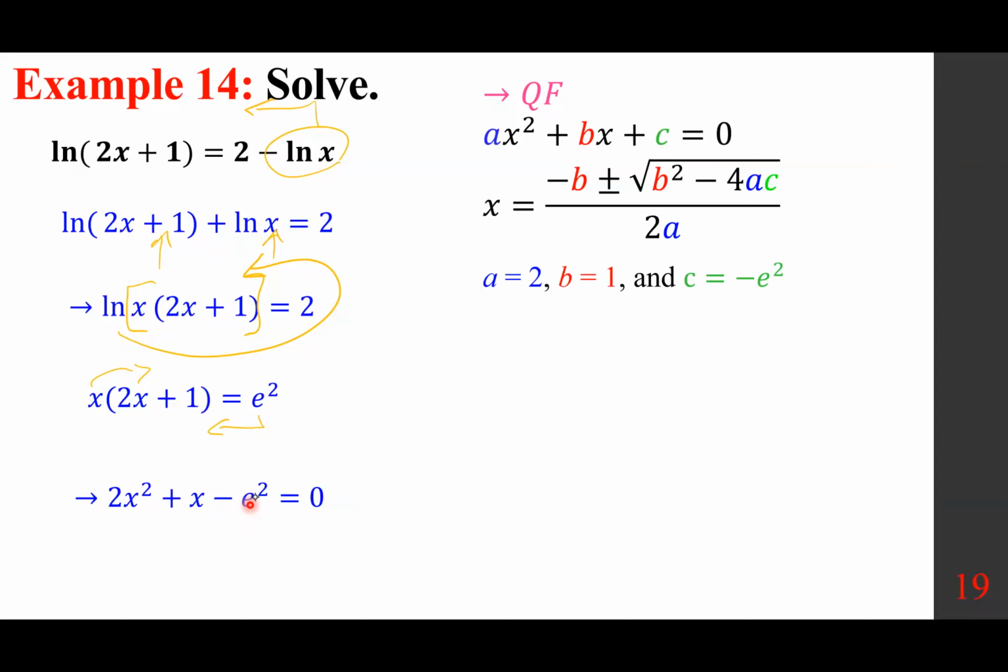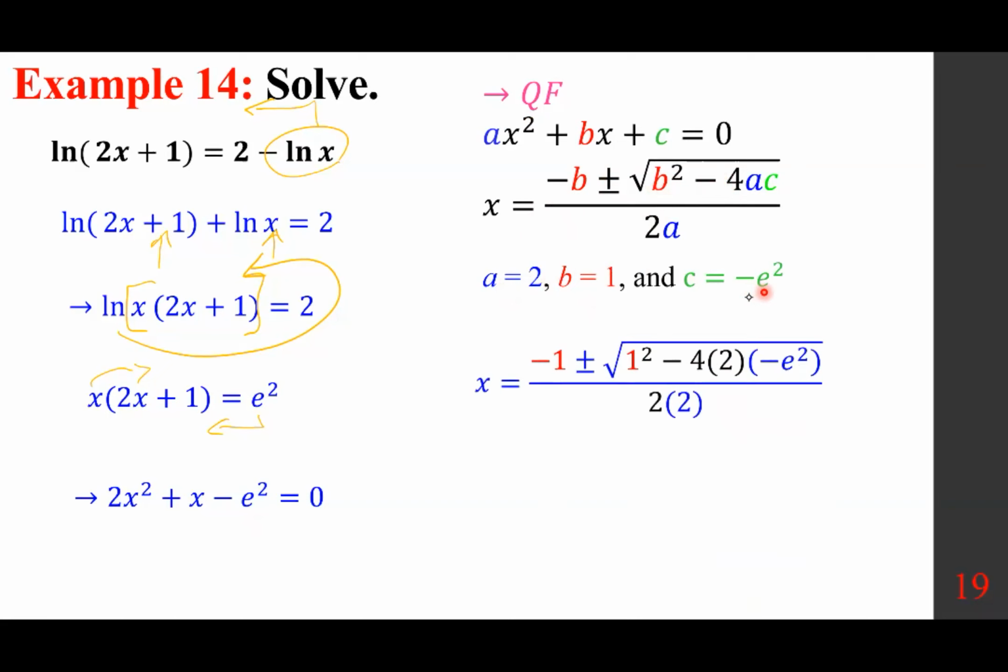Okay. Now plug in. Quadratic formula. Plug in. So x is minus b, minus 1, plus minus the square root of b squared, 1 squared is 1, minus 4, times a, which is 2, times c, which is minus e squared, so what do we get? Well, this is 1. This is 8, so minus 8 times minus, plus 8 e squared, and this is 4.